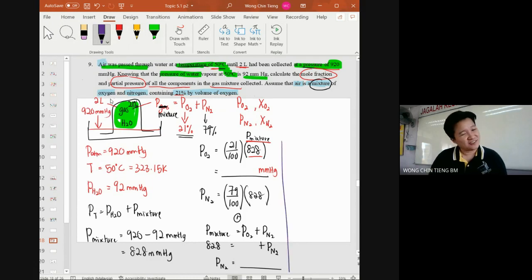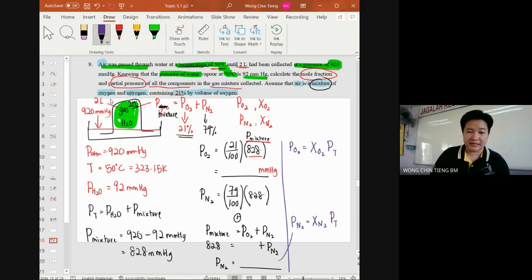Mole fraction, using the formula of mole fraction, quite simple. Partial pressure O2 equals to the mole fraction of O2 times the total pressure. So kat sini sama. Partial pressure kamu dah jumpa, kat sini pun sama. Partial pressure N2 equals to the mole fraction of N2 times P total. So mole fraction yang kamu kira dari sini, mole fraction yang kamu kira dari sini. So kamu akan dapat partial pressure dan kamu akan dapat mole fraction. Okay. Setuju?